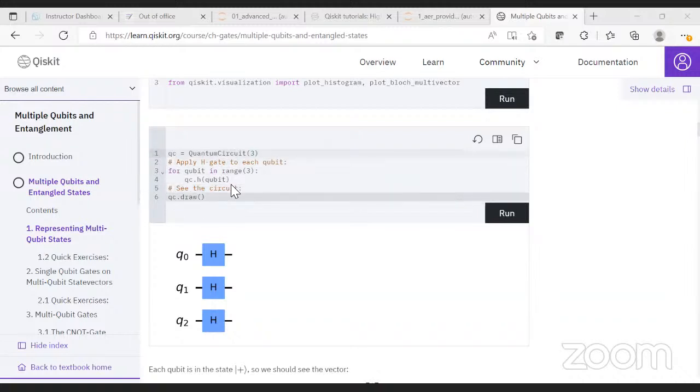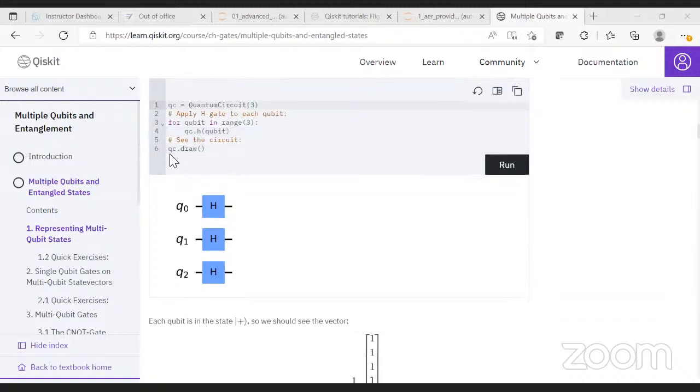Rather, why don't I basically create a loop for it? So I create a Python for loop. I say for qubit in range 3, QC dot H qubit. So whatever qubit it is there, we have a range 3. So it will apply a Hadamard gate to each qubit. And then we say QC dot draw, it has a draw function, and draw uses maybe matplotlib, and then it plots these qubits.